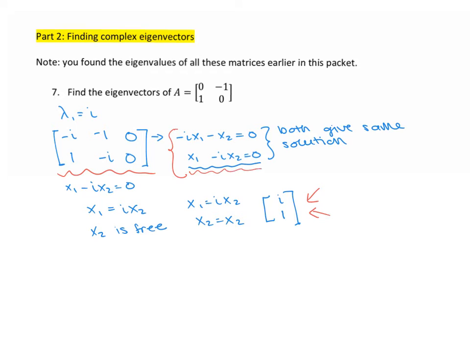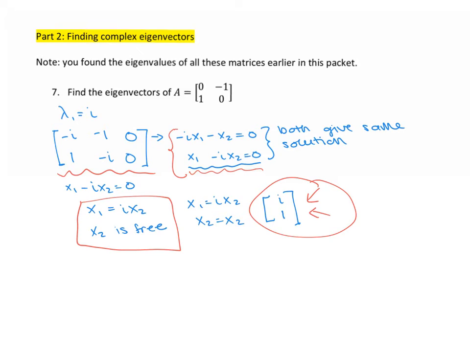Typically, the bottom equation will be easier to work with because the coefficient for x1 is real, as opposed to the first equation, where the coefficient for x1 is imaginary. So it's typically easier to work with the second one, although you could use either equation. You figure out the solution that goes with the equation you choose, and you translate it into vector form.